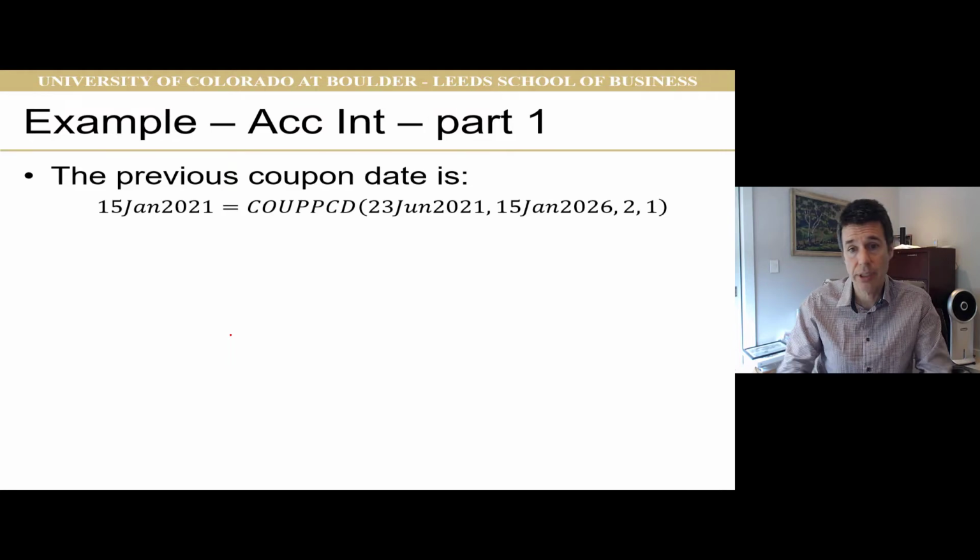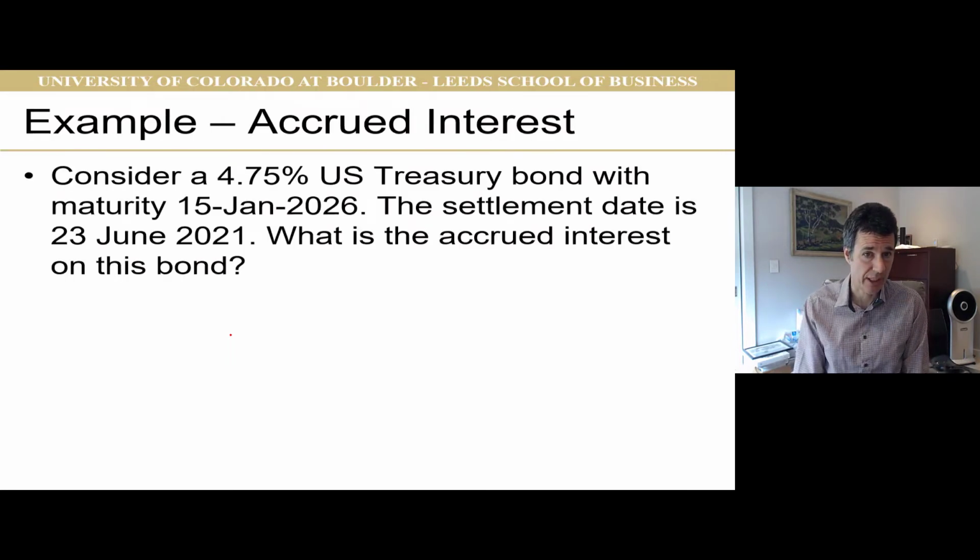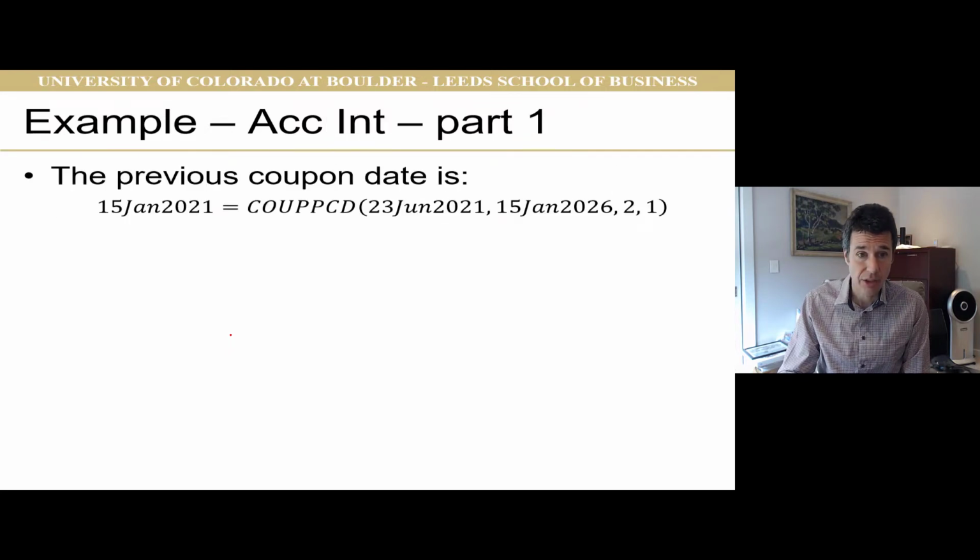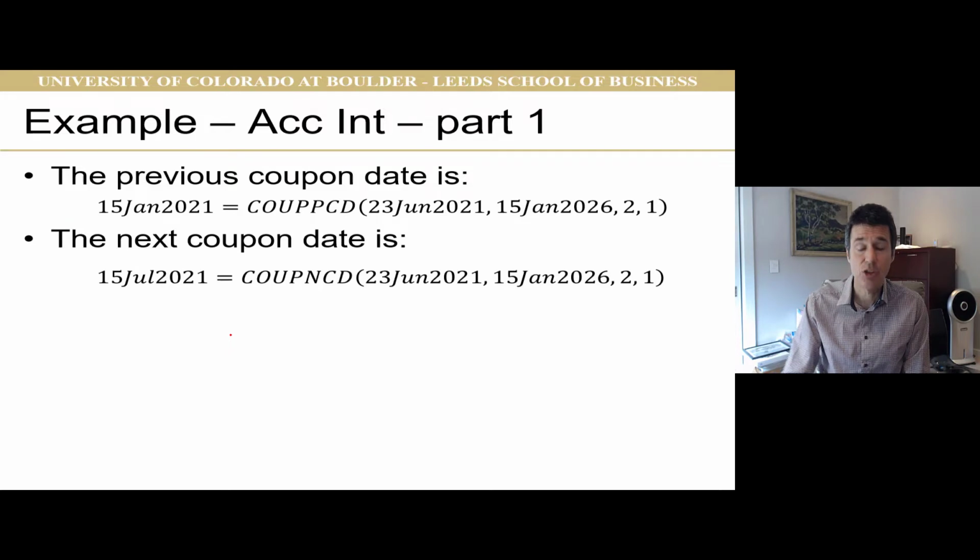So the previous coupon date, we can use COUPPCD. We can actually just look at our bond. If we look at it for a second, 15th of January 2026, that pays coupons in January and July. 15th January, 15th July. So the previous coupon date from the 23rd of June is the 15th of January 2021. The next coupon date is the 15th of July 2021. We can use COUPNCD.